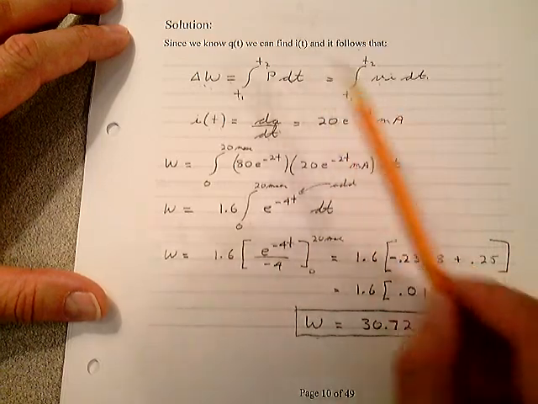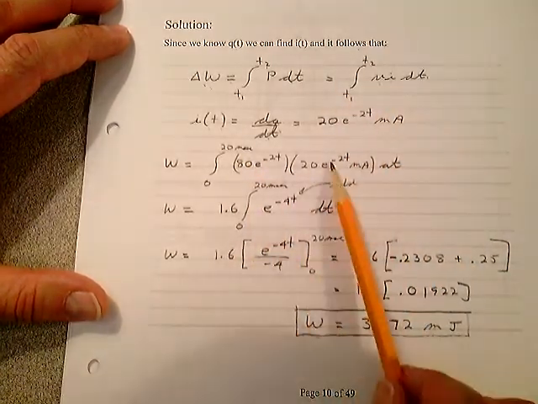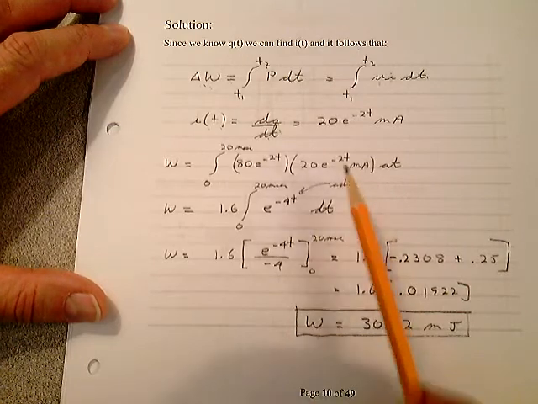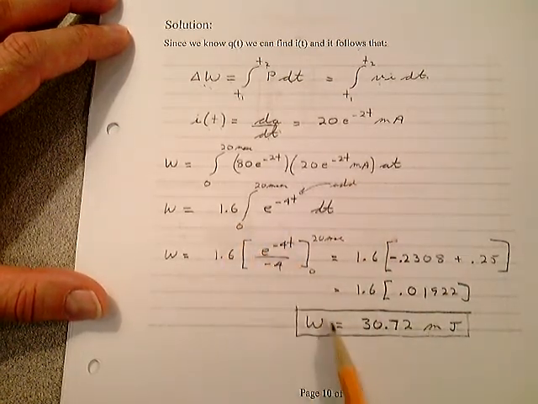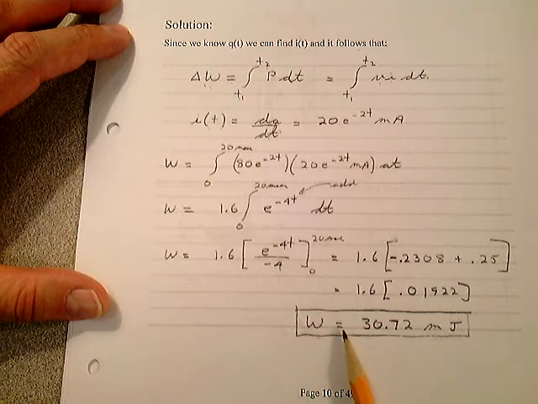Now we know our current, now we know our voltage, we put it into the integral equation, we solve a simple integral here, bring the constant out. Keep in mind this is millivolts here. There's millivolts carried along here, which is going to give us the millijoules for the answer. But you solve the integration, you end up with the work, or the energy delivered to the resistor that's going to be dissipated in the form of heat, is equal to 30.72 millijoules.